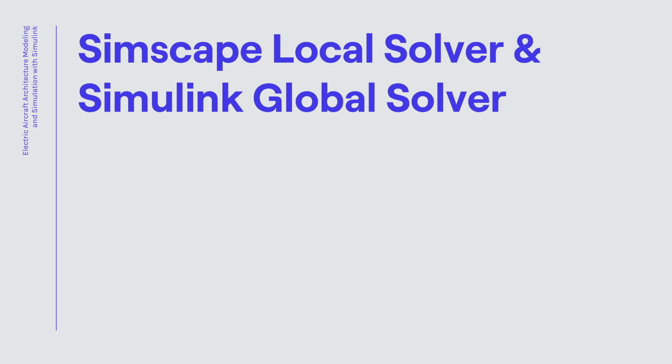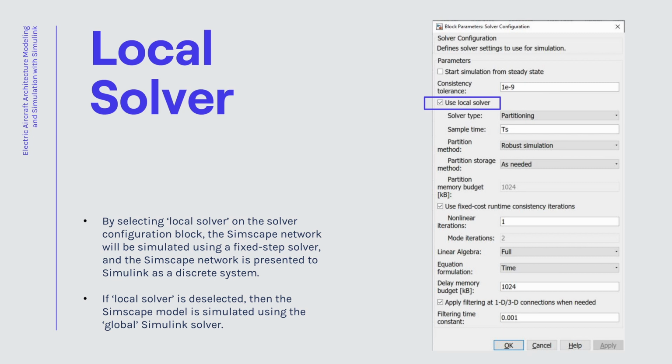Moving on to our next section, I will explain the relationship between the Simscape local solver and the Simulink global solver. And we will also discuss how these settings affect simulation performance and accuracy. By selecting local solver on the Simscape solver configuration block, the Simscape network will be simulated using a fixed step solver, and the Simscape network is presented to Simulink as a discrete system. On the other hand, if local solver is deselected, then the Simscape model is simulated using the global Simulink solver. In a moment, I will show an illustrative example to clarify these points.